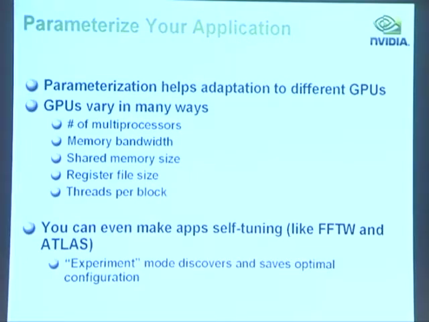For example, FFTW has an experiment mode where it will run a bunch of experiments and determine the optimal configuration for the present hardware. So if you wrote your application so that it queries all these things and then runs some experiments and times them, then you can make it self-tuning. And we even have an event API coming up in CUDA 1.1 that allows you to time just the GPU time, for example, using the on-chip timers so that you don't have software overhead in there.